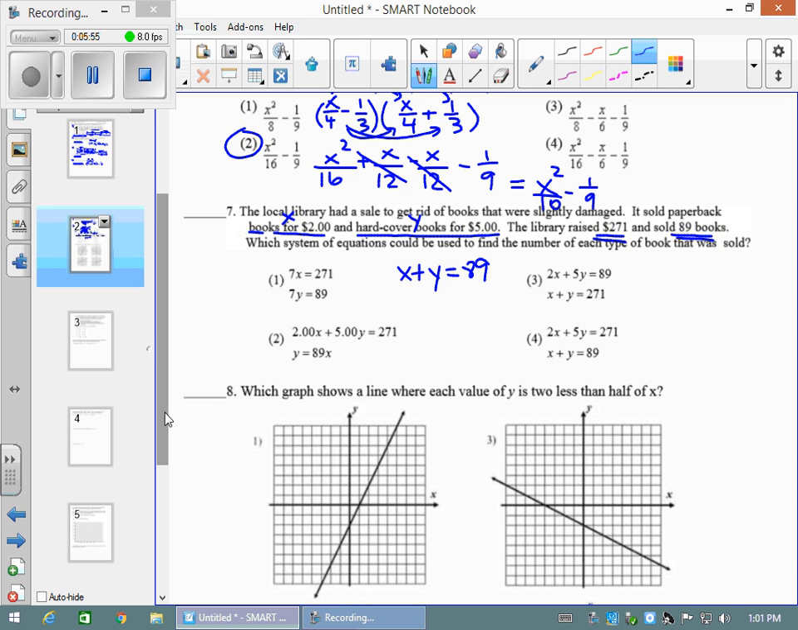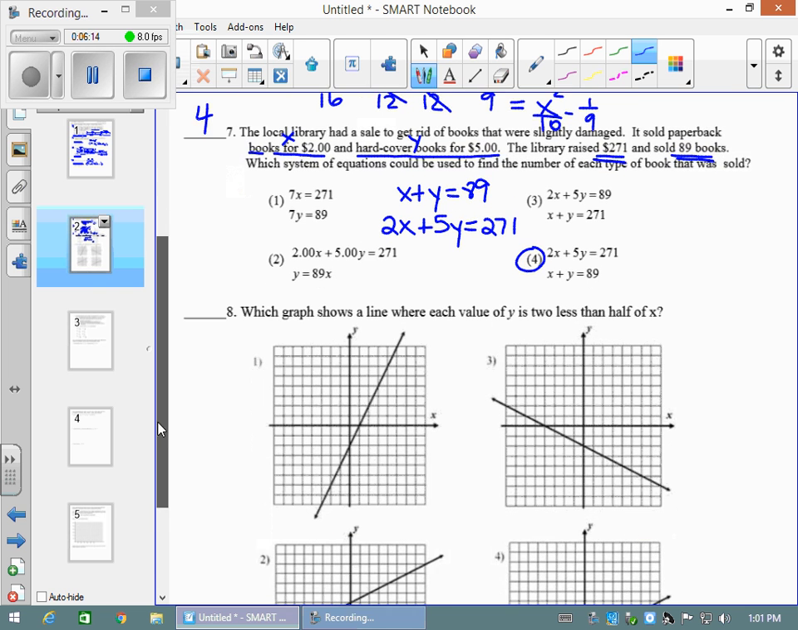And now if I attach the money to them, 2 times x, since it's $2 for every softcover book, and 5 times y, it's $5 for every hardcover book, I know that they raised a total of $271. So this is going to come out to be the system of equations in choice 4.